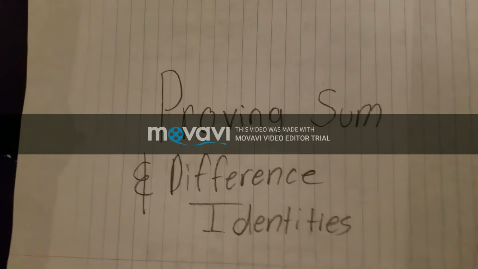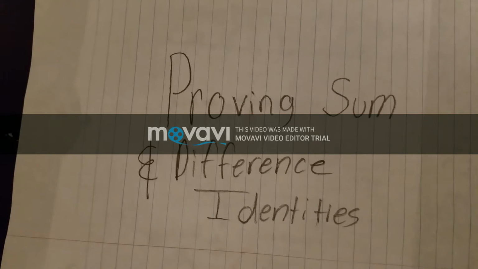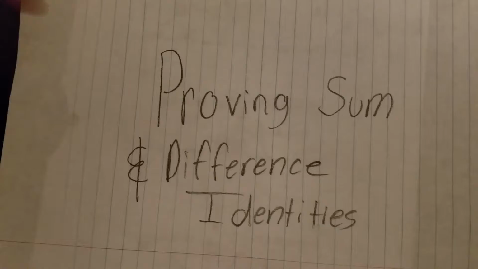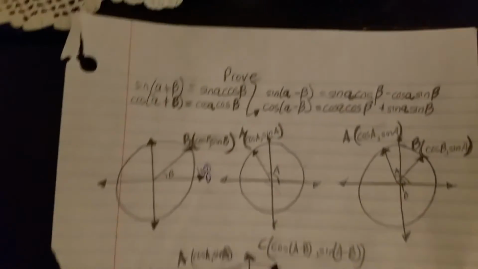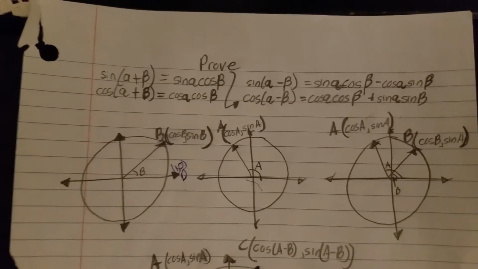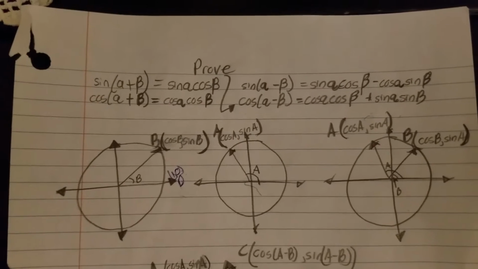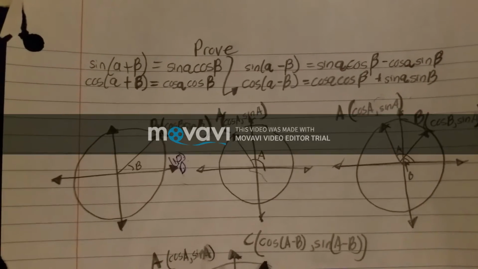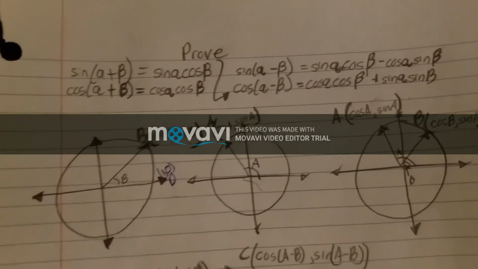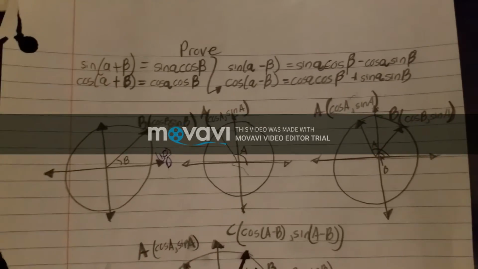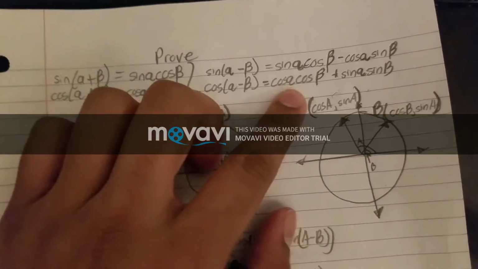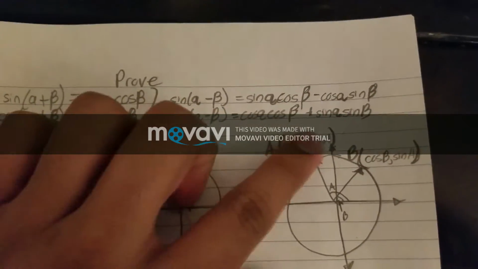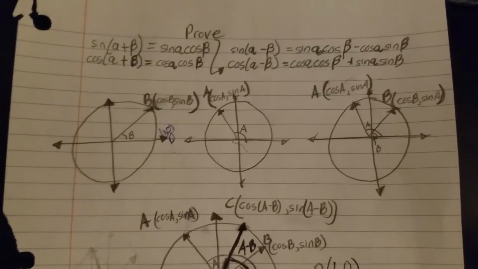Today's tutorial is going to be on proving sum and difference identities. So let's go straight into it. Here I present the 4 trigonometric identities I'm going to prove. I'm going to start with proving cosine A minus B equals cosine A times cosine B plus sine A times sine B.